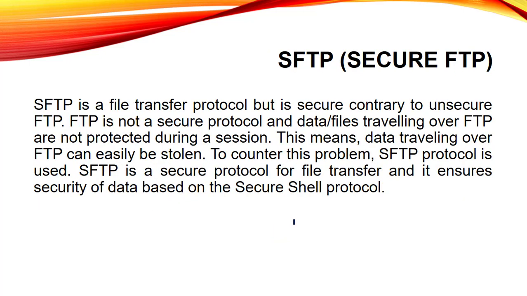Next we have SFTP. This SFTP is a secured version of our file transfer protocol. Generally, the file transfer protocol that we use is not secure, because in this protocol the data is not protected during a session. So for making our data protected, we use SFTP, that is Secure File Transfer Protocol. This SFTP is a file transfer protocol but is secure, contrary to unsecure FTP. FTP is not a secure protocol, and data and files traveling over FTP are not protected during a session. This means data traveling over FTP can easily be stolen.